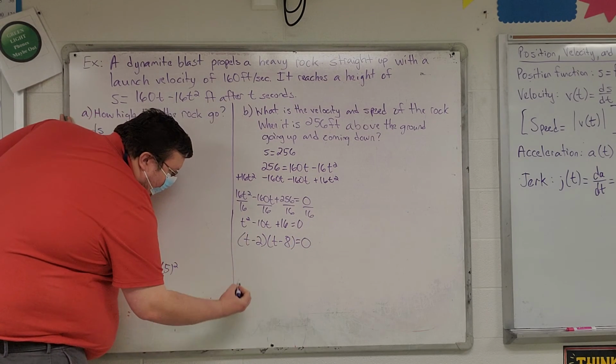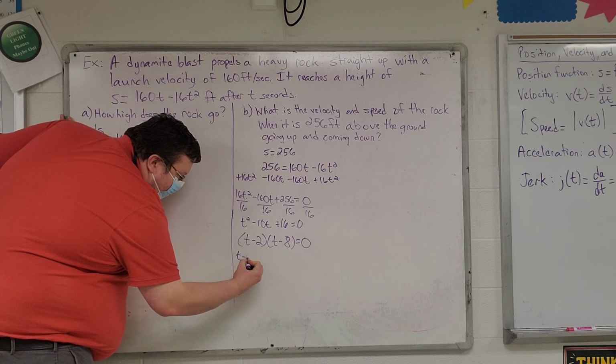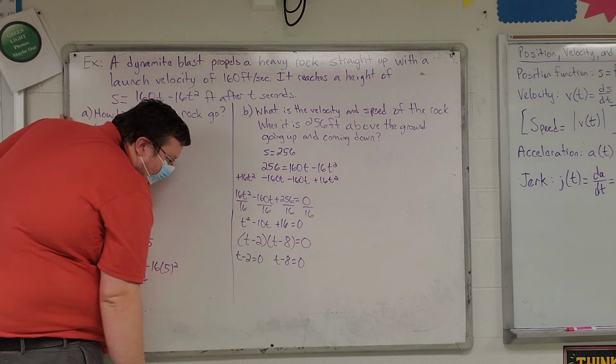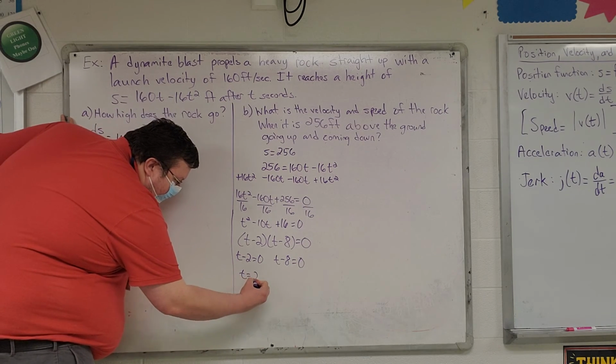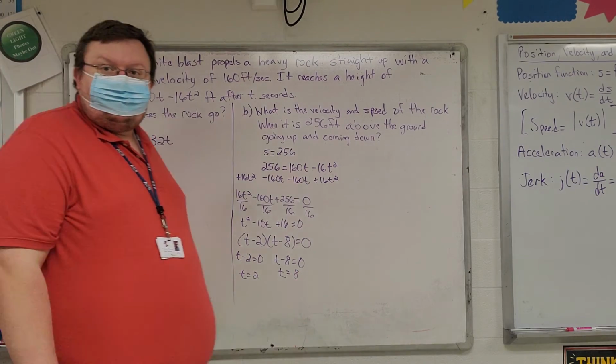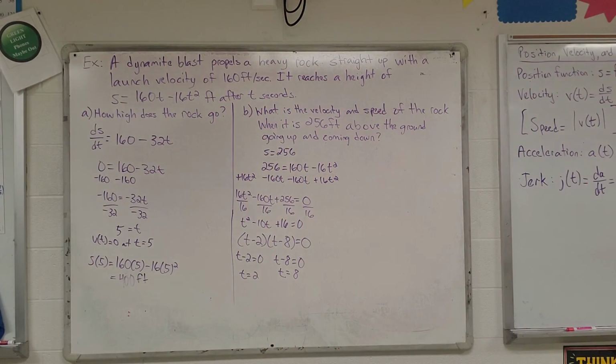Because of the zero product property from algebra, I can set each of those equal to 0, t minus 2, t minus 8. And that's going to come out to be time equals 2 and time equals 8. So it's going to reach 256 feet after 2 seconds, going up. It's going to go all the way up and at 5 seconds it's going to be at 400 feet. And then it's going to come back down, and at time equals 8 seconds, it's going to be at 256 feet again.